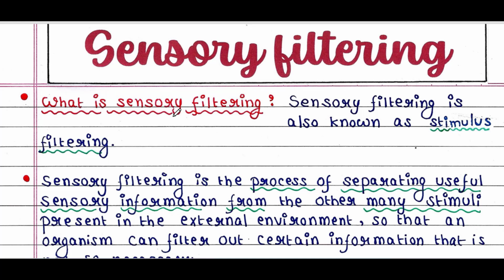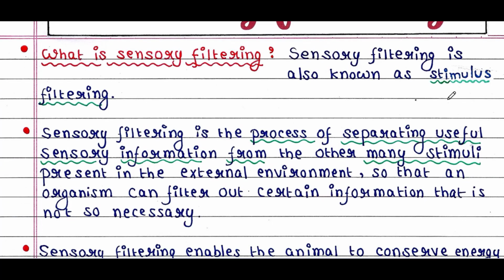So what is sensory filtering? Sensory filtering is also known as stimulus filtering. Sensory filtering is the process of separating useful sensory information from the other many stimuli present in the external environment so that an organism can filter out certain information that is not so necessary.